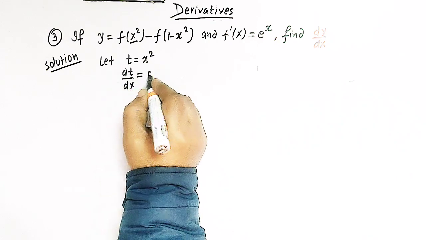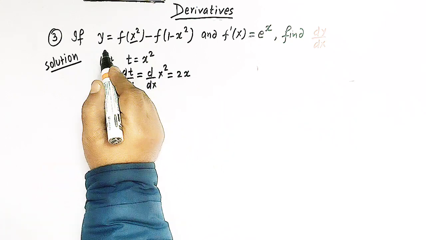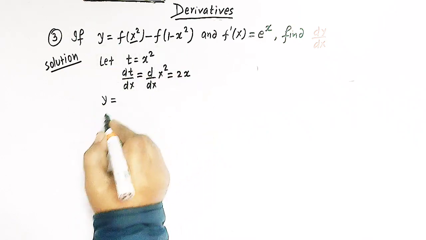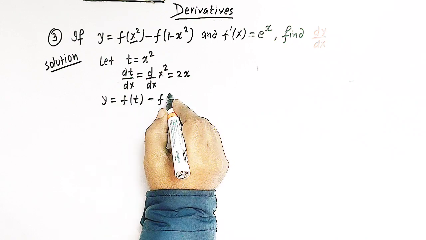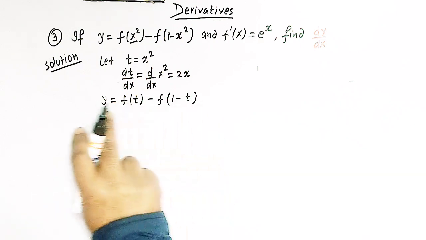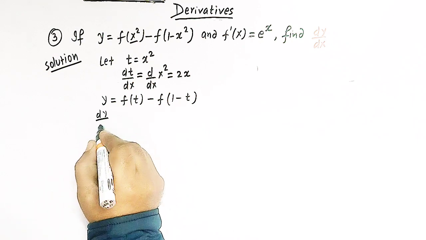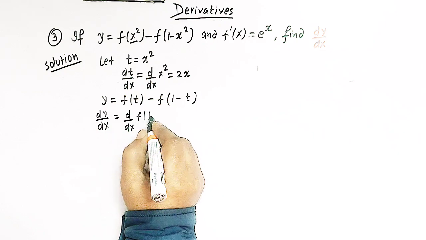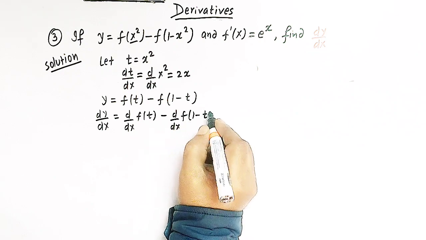When t is equal to x square, let us differentiate t with respect to x. So dt over dx is d by dx of x square, that is equal to 2x. Now when we take t is equal to x square, this expression can be written as y is equal to f of t minus f of 1 minus t. Now let us differentiate both sides with respect to x. So we have dy over dx is equal to d by dx of f of t minus d by dx of f of 1 minus t.